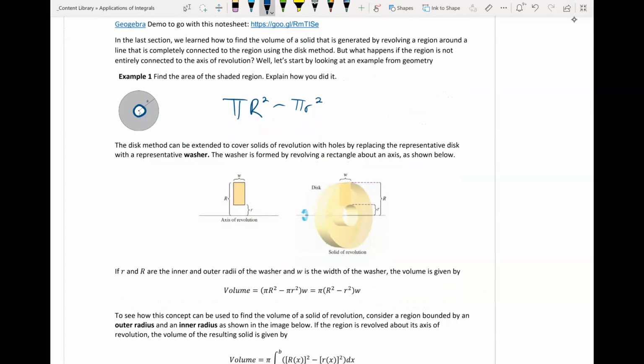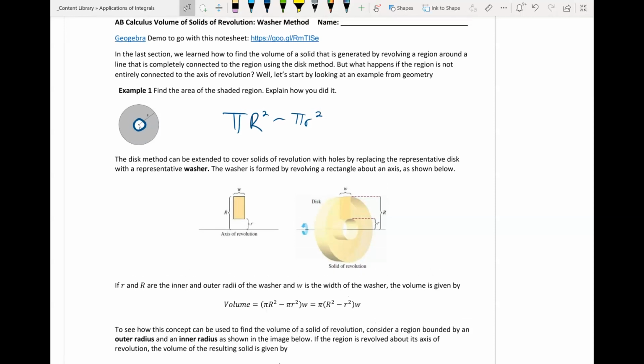So the disk method can be extended to cover solids of revolution with holes by replacing the representative disk with a representative washer. The washer is formed by revolving a rectangle about an axis as shown below. So let's just say this was our rectangle. If I want to revolve this around the x-axis, it's going to look like a washer like this.